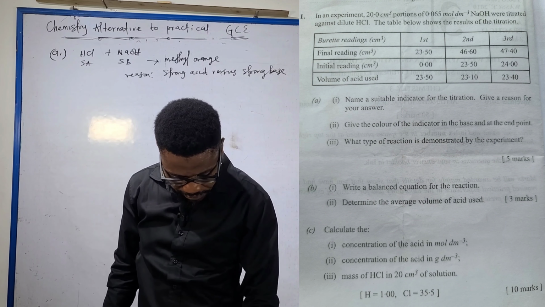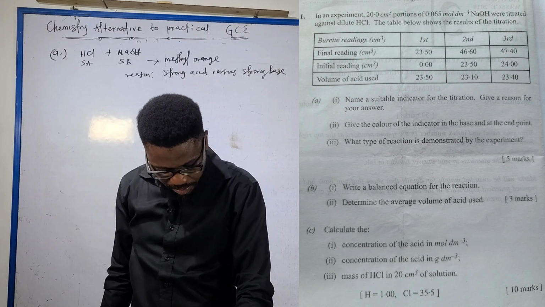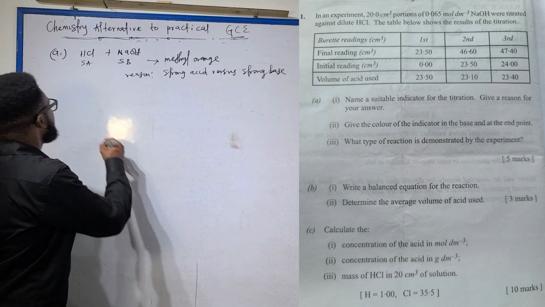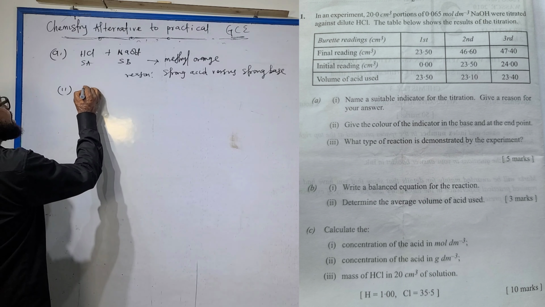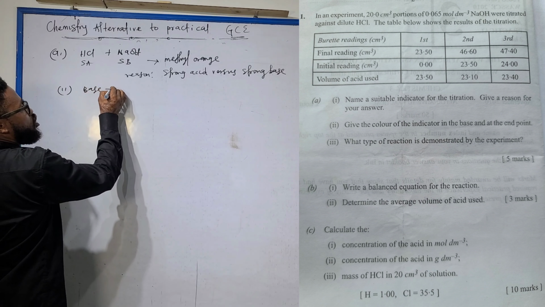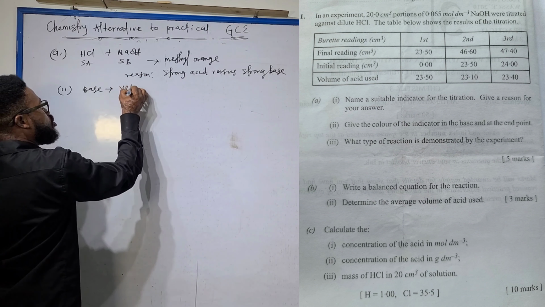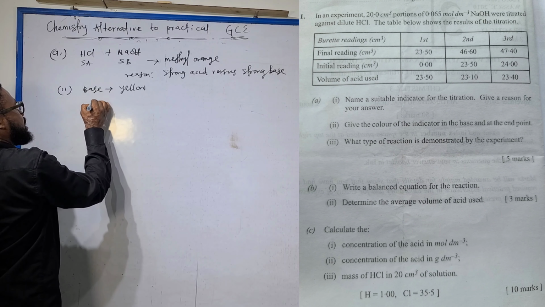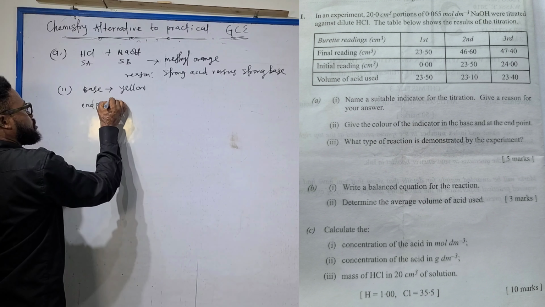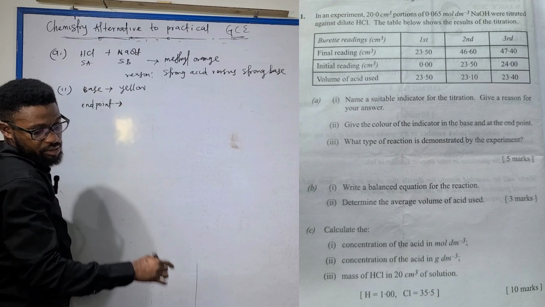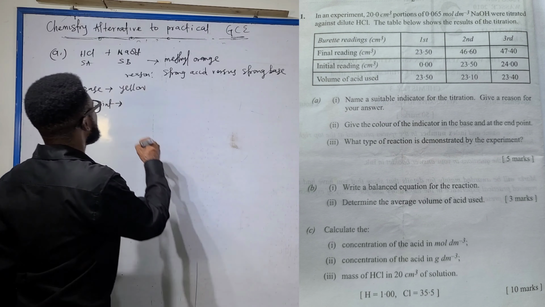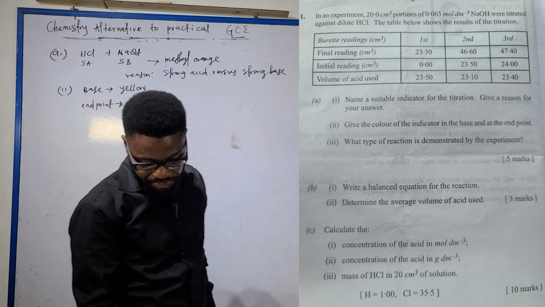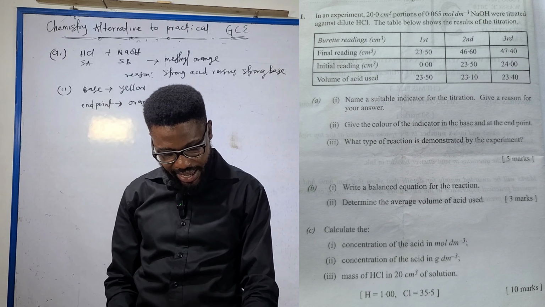Give the color of the indicator in the base and at the end of the reaction. Okay, A2. The color of methyl orange in the base is going to be yellow, and at the end point it is going to be orange. Okay, that ends that.